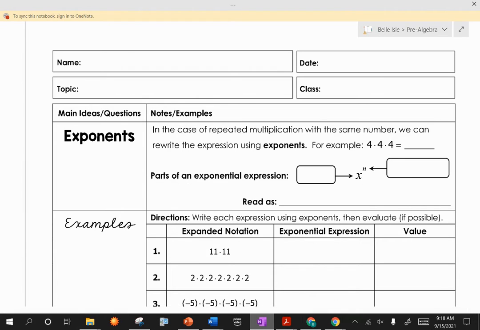So if we look at this first box, it says, in the case of repeated multiplication with the same number, we can rewrite the expression using exponents. For example, 4 times 4 times 4. So I would like for you to, real quick, write that out using an exponent. Okay? So what is 4 times 4 times 4 if you use an exponent?